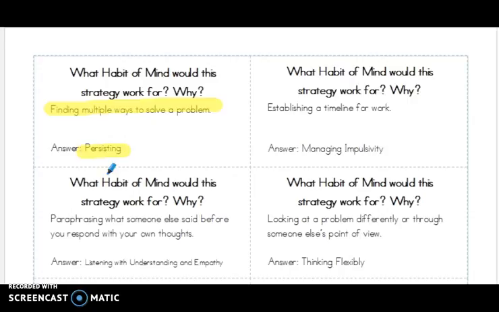And I also put in the directions, if a student has a reasonable explanation why they think that strategy or answer would fit for a different habit of mind other than the one indicated, the group can really think about it and decide on whether or not they want to accept that answer.